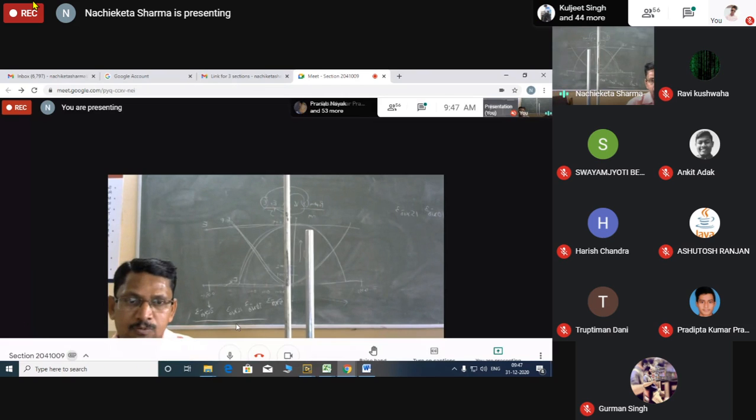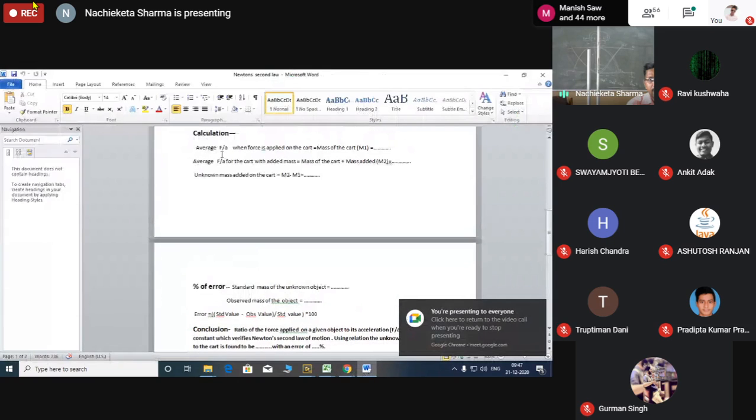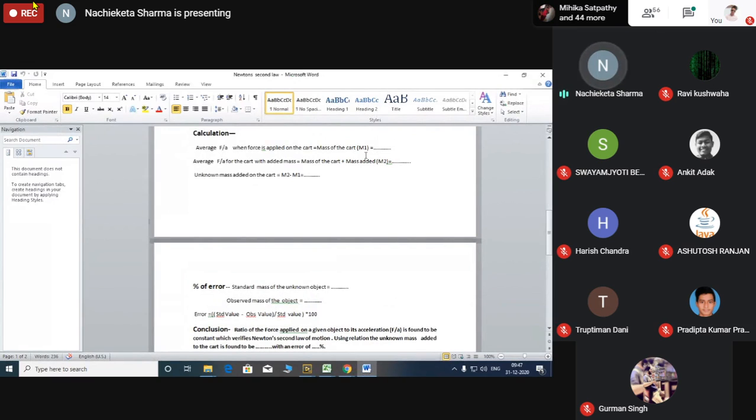In your calculation, I have already shown that one. Average F by A when force is applied on the car is the mass of the car, M1. You have to write down here 0.654 kg. Again, average F by A for the car with added mass is the mass of the car plus added mass, M2, 1.190 kg. Then find M2 minus M1, 1.190 minus 0.654, that is 0.536 kg.